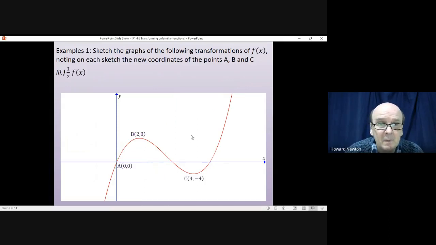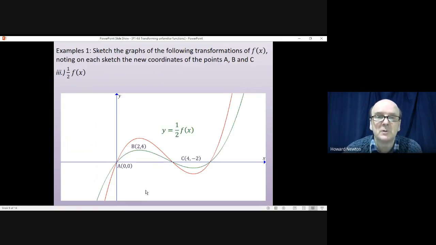The third question, a half f of x. It's like the first one. Again, it's a stretch in the y direction, and we'll just have to find a half of all the y values. The x values will stay the same. So again, A is going to stay where it is, but we'll find a half of 8, which will become 4, and a half of -4, which will become -2. And that's what the new function will look like, a half f of x.